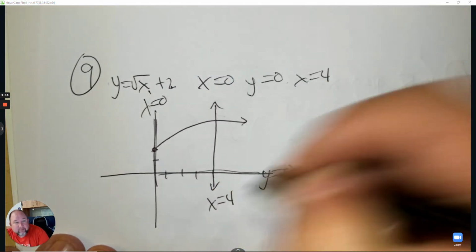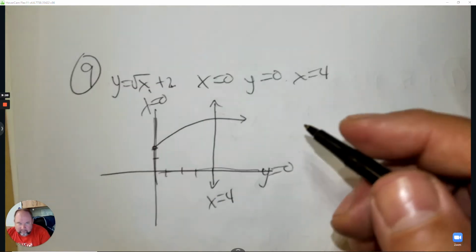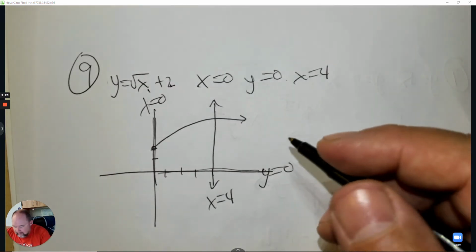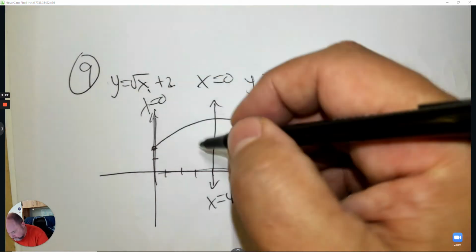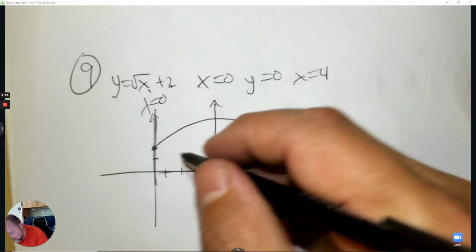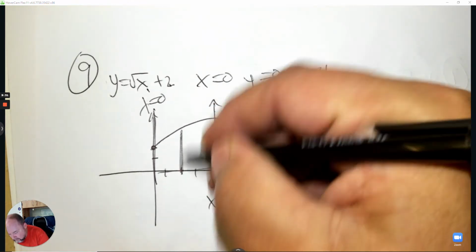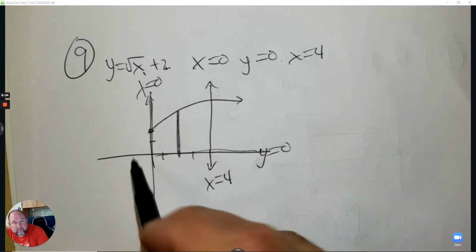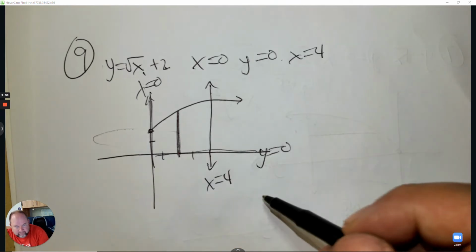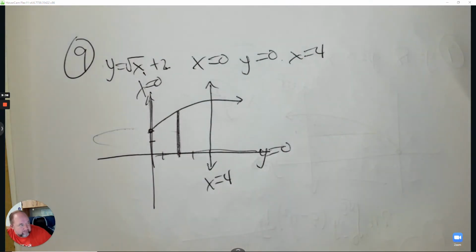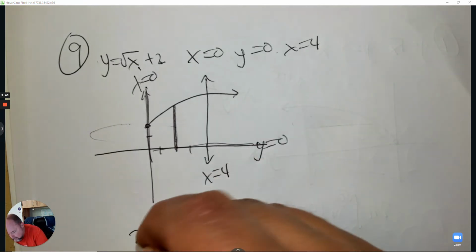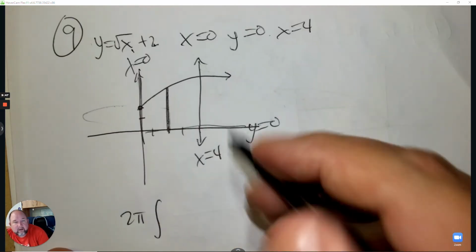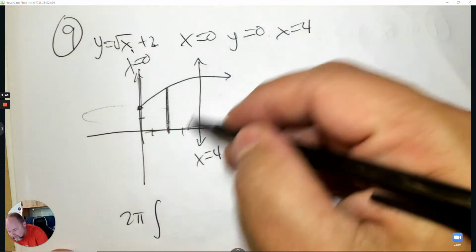This is going to be an example where the shell method's better because you'd have to set up 2 integrals if you did it the other way. And so we're going around which axis? Around the y-axis. So it's parallel to the y. So if I revolve it around the y-axis, I'm going to use the x values for that. And so this is the region here.